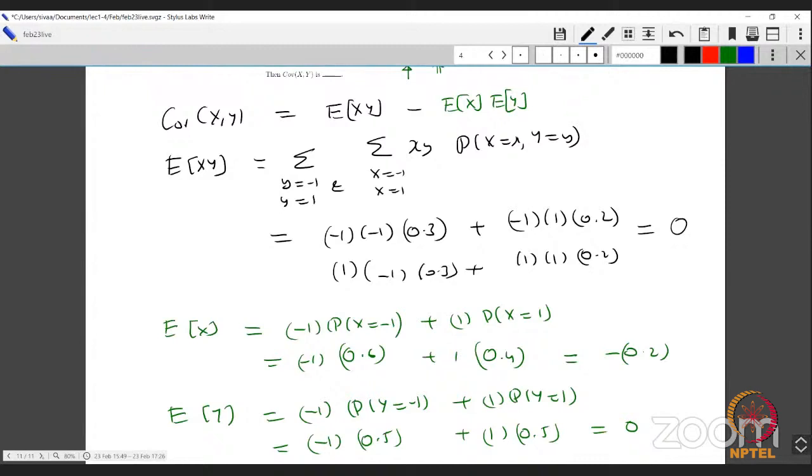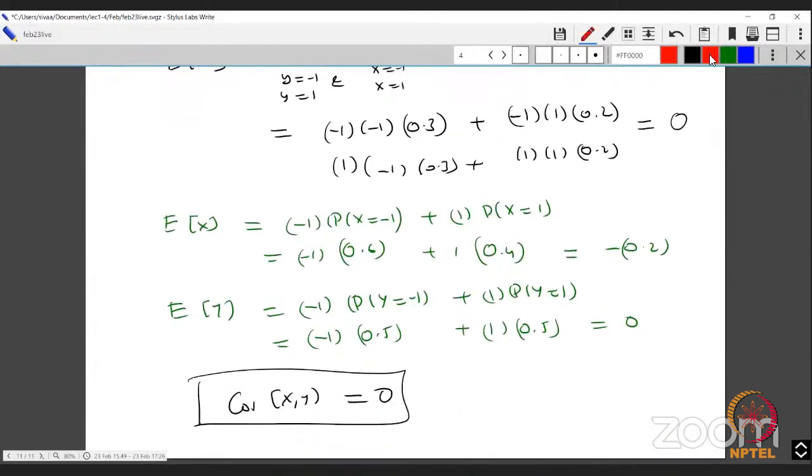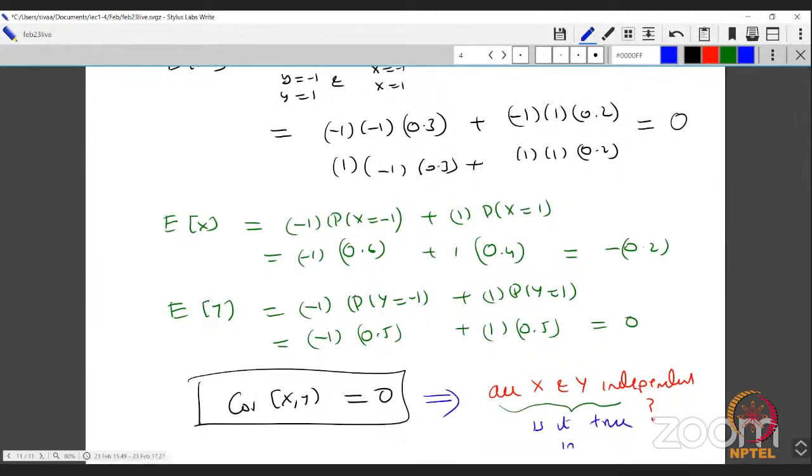Very nice. So here's an interesting question I'll throw at you and I'll stop for the day. Are x and y independent? Is this true in general? Is it always true? If the covariance of xy is 0, is independence true in general? Okay, so just think about it. We can discuss it next live session perhaps.